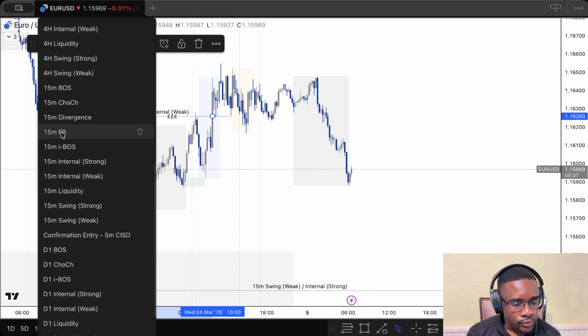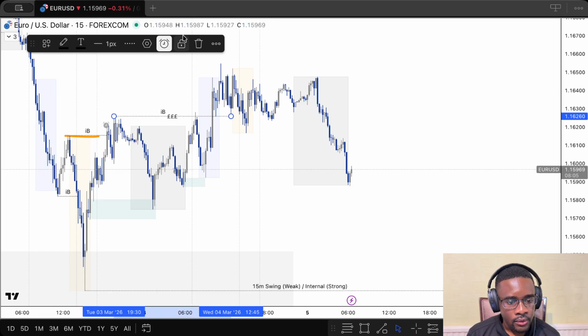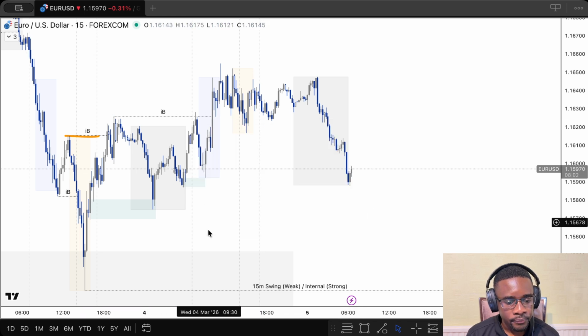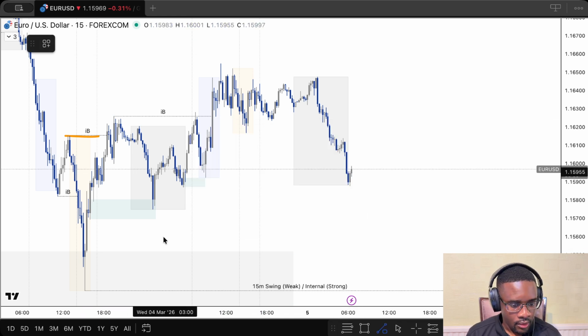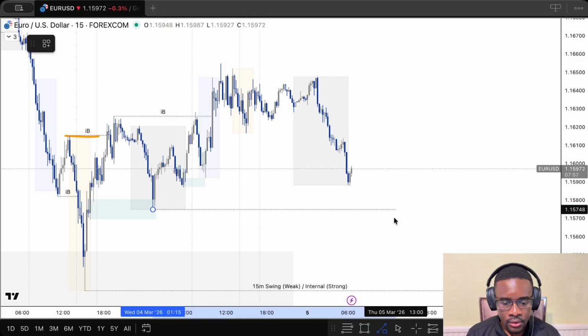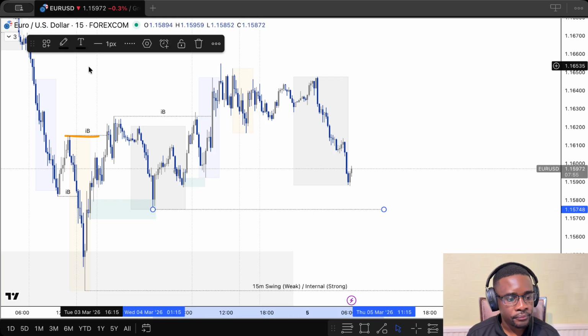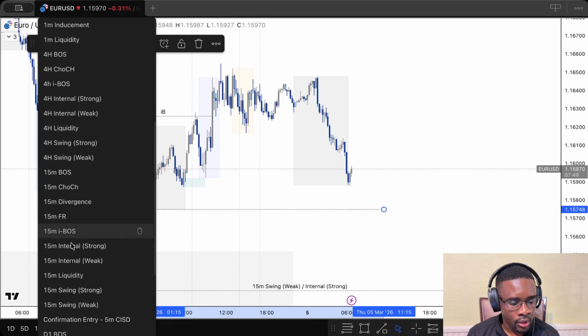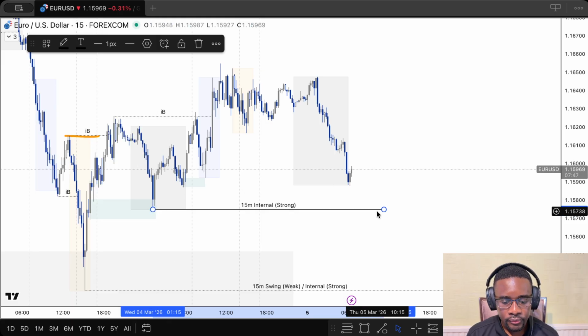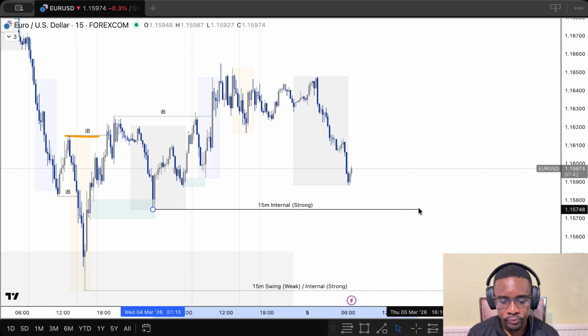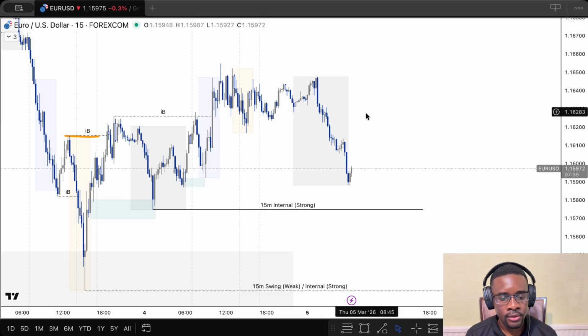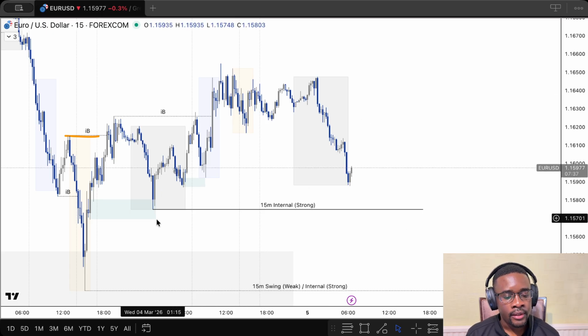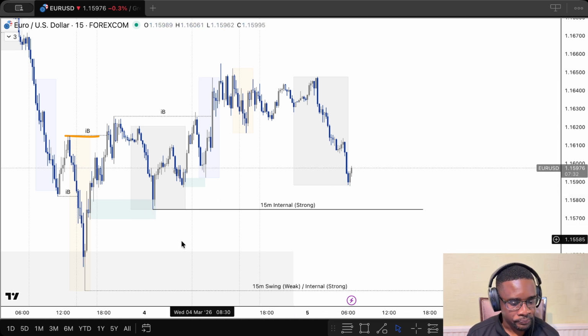So internal 15M IBOS, then I can remove that, and then this is the low that led to the break. So that's my 15M internal strong low. The expectation is if the internal trend is to continue bullish, then this low should be respected.